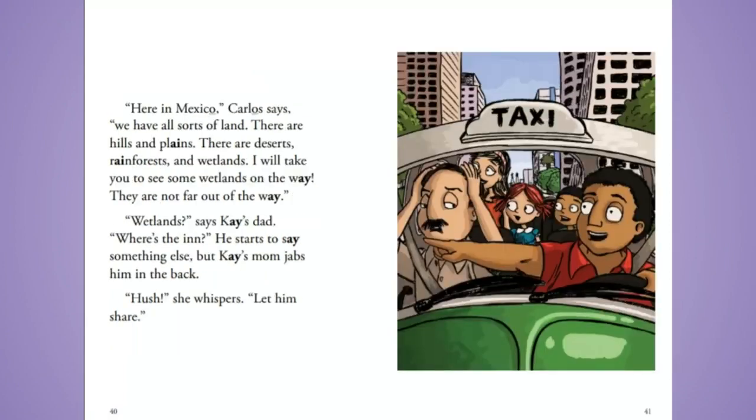Here in Mexico, Carlos says, we have all sorts of land. There are hills and plains, there are deserts, rainforests, and wetlands. I will take you to see some wetlands on the way. They are not far out of the way. And remember, we learned about deserts and rainforests and wetlands and plains all in our listening and learning unit about habitats. Wetlands, says Kay's dad. Where's the inn? He starts to say something else, but Kay's mom jabs him in the back. Hush, she whispers. Let him share.